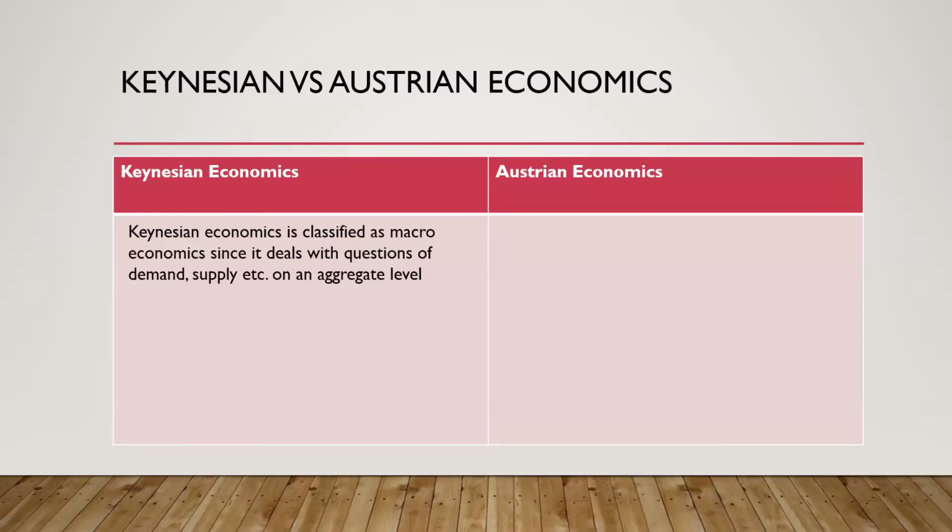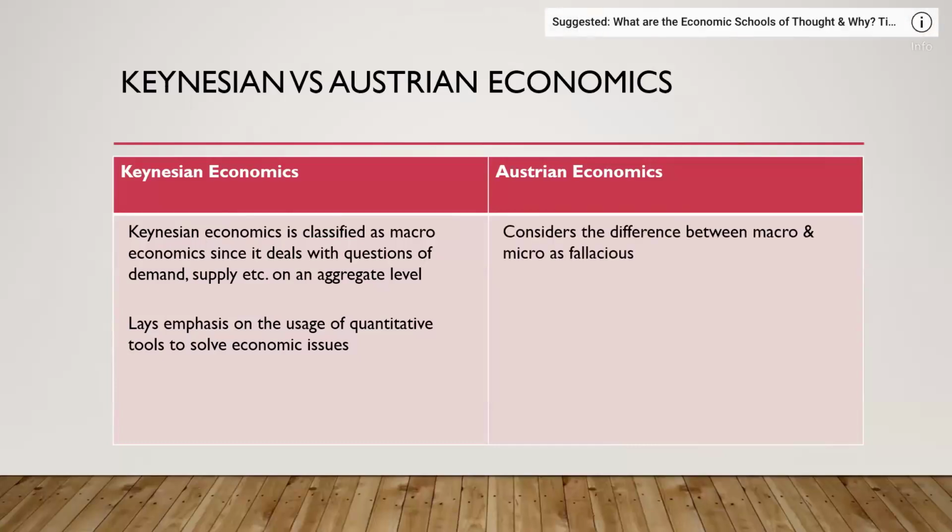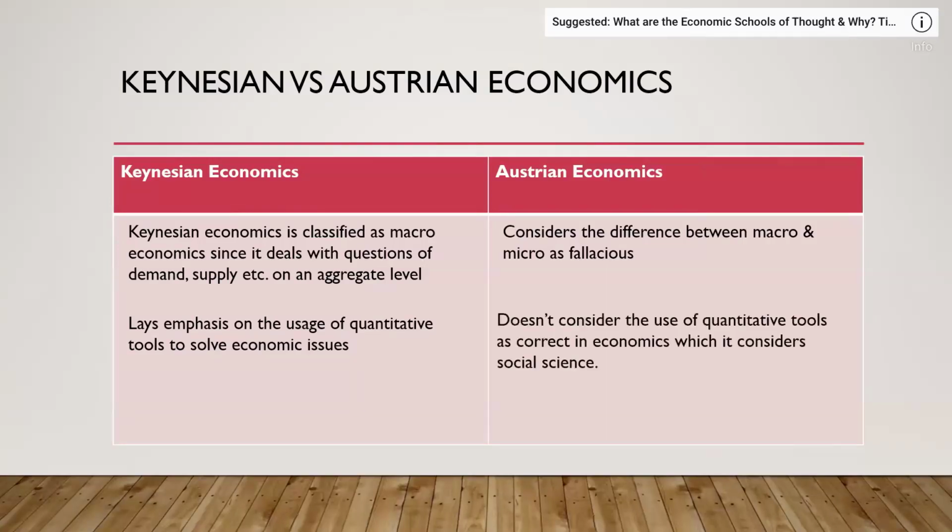Another key difference between the Keynesian and Austrian economics is that Keynesian economics is classified as macroeconomics, since it deals with questions of demand, supply, etc., on an aggregate level of the economy, and also lays emphasis on the usage of quantitative tools to solve economic issues. Austrian economics considers the difference between macro and micro as fallacious, as also the use of quantitative tools in economics, which it considers a social science.